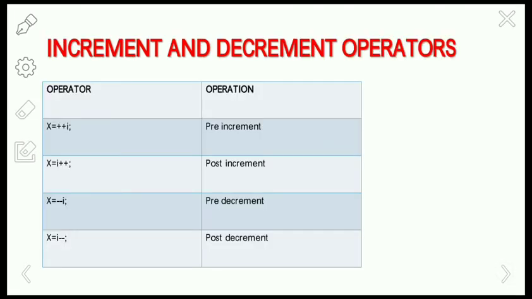So next one is the increment and decrement operators. We are going to use these operators to increase the value of the variable by 1 and to decrease the value of the variable by 1. In the C program, the increment operator is divided into two parts, that is pre-increment and post-increment. And similarly, the decrement operator is divided into two parts, that is pre-decrement and post-decrement.